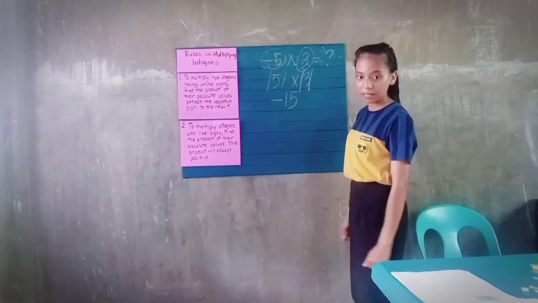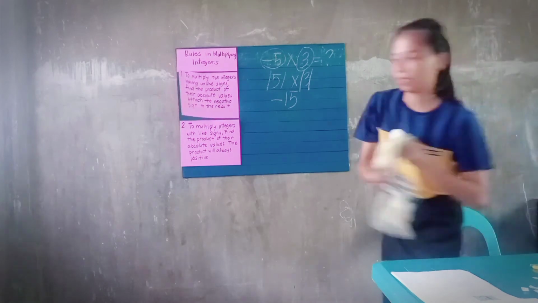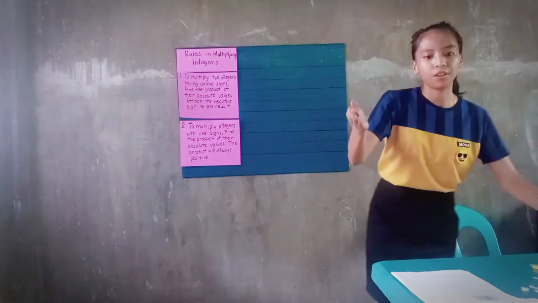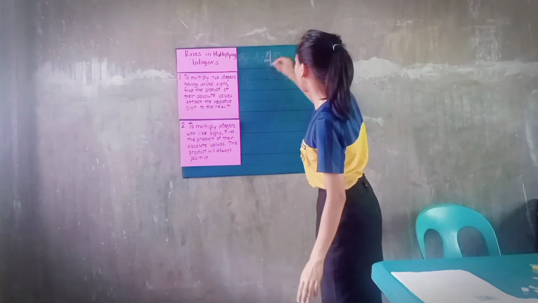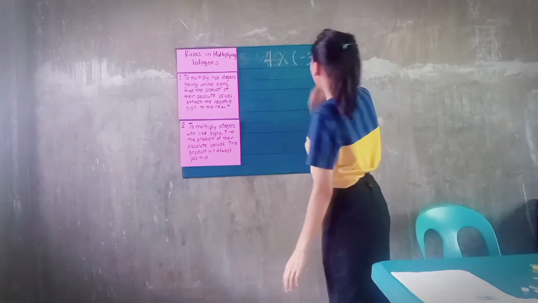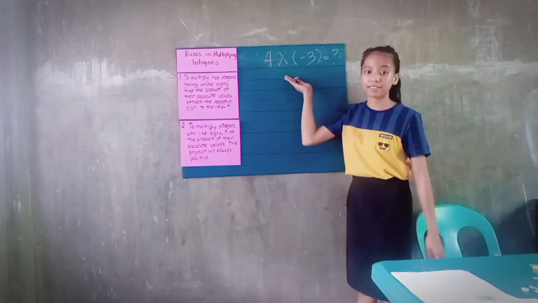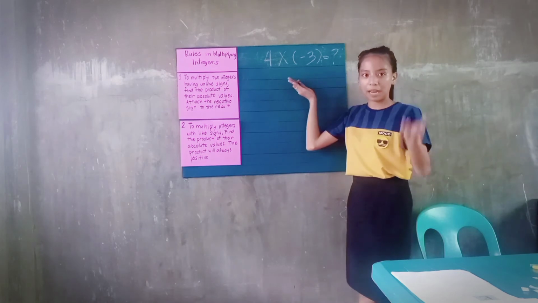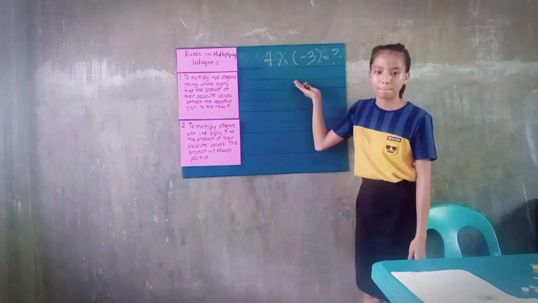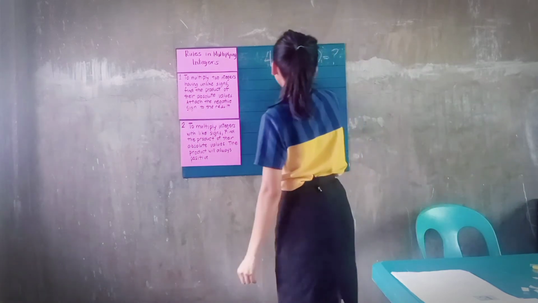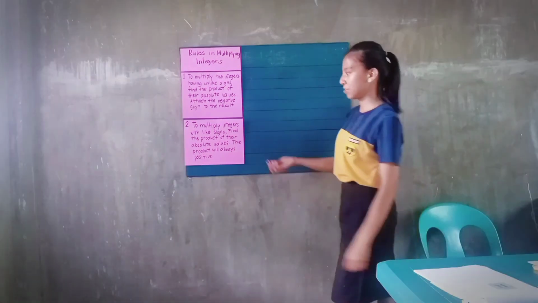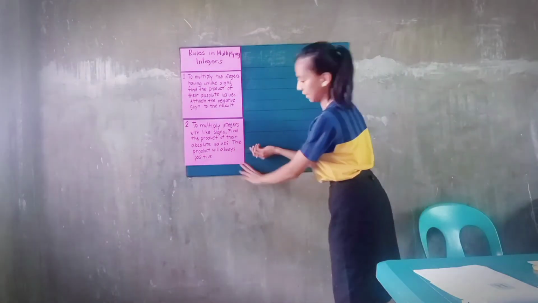Okay, did you understand? Okay, another example again. Another example, ha? 4, positive 4 times negative 3. Who wants to give the answer in this equation? Okay, Mr. Malapit. So, what is your answer? Okay, your answer is negative 12. That is right. We tried this rule.